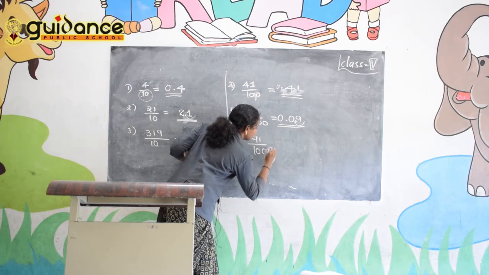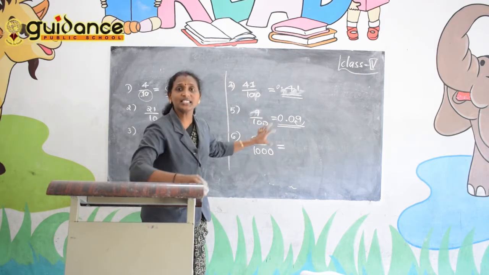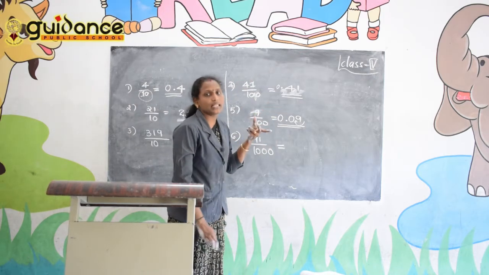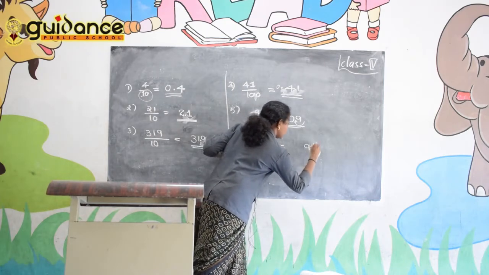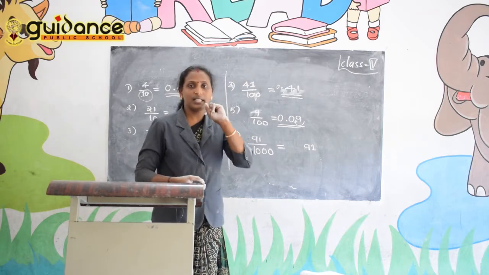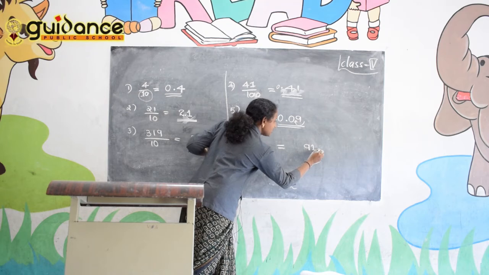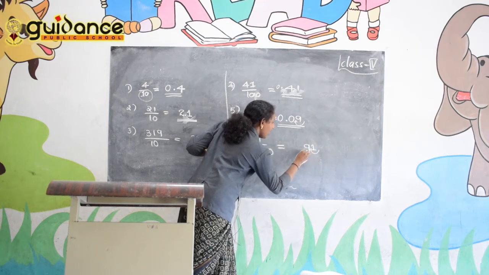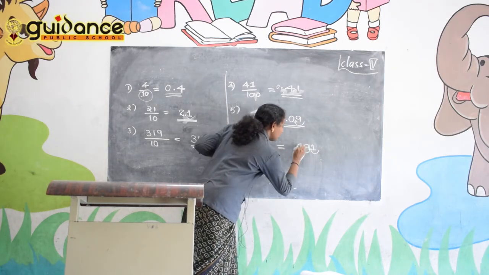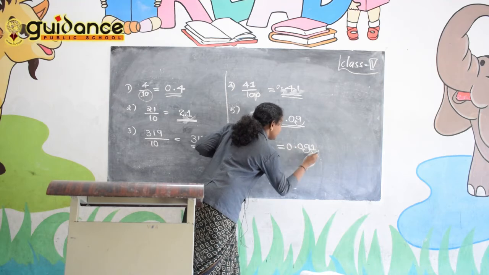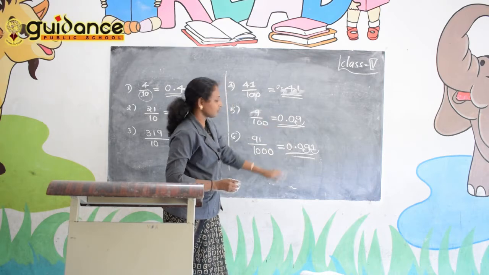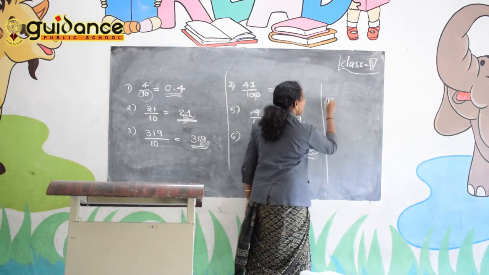Next, 91 by 1000. The denominator has three zeros, so move three places to the left and put the decimal point. In this question the numerator has only two digits, so we will be one digit less. That means three places: one place here and two places here. We will put the 0 and after that put the decimal point. This 0 is not compulsory, it's enough without it. Okay.